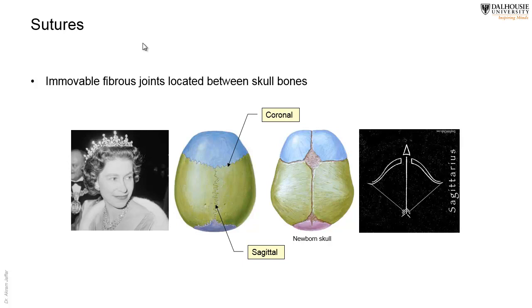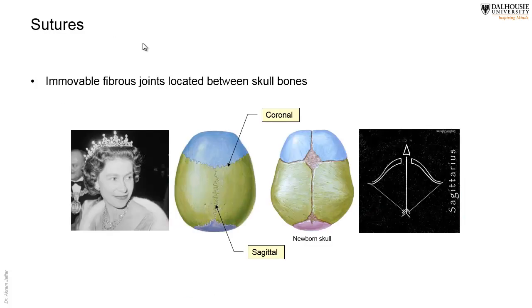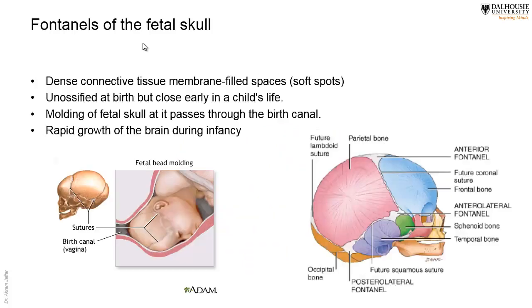And look here at the newborn skull. You will find that the sutures are widely separated, and there are spaces between the bones which are filled by dense connective tissue. So these spaces, in fact, are called fontanels. We have many of these fontanels, but the main ones are the anterior and the posterior fontanels.